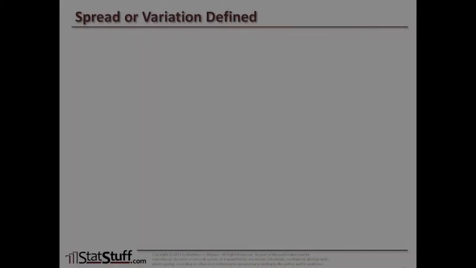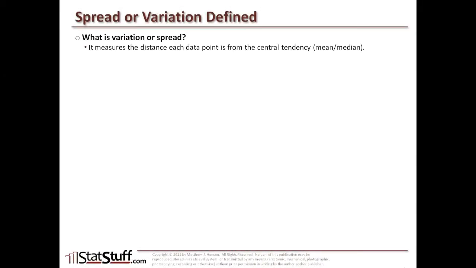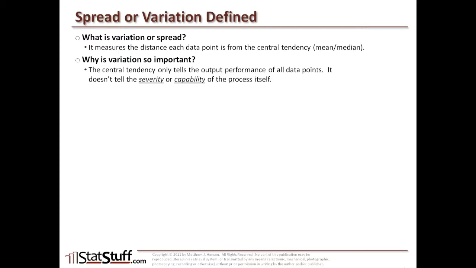Okay, now let's talk a little bit more about what we mean by spread or variation and why it's so important. As I just described, variation or spread is referring to the distance each of those data points are from the central tendency, which would be the mean or the median. So why is variation so important to us? Well, central tendency is only going to be telling us the output performance of all those data points. It doesn't, however, tell us the severity or capability of the process itself. And quite honestly, that's where we feel the most severity and the pain that we're trying to resolve in the process. That is the variation that's causing that pain.